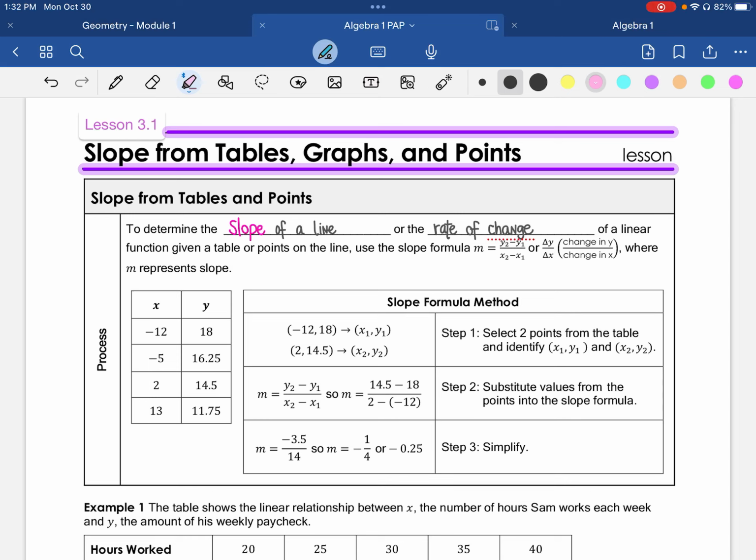Today's lesson is lesson 3.1, Slope from Tables, Graphs, and Points. Let's go ahead and get started with slopes from tables and points.